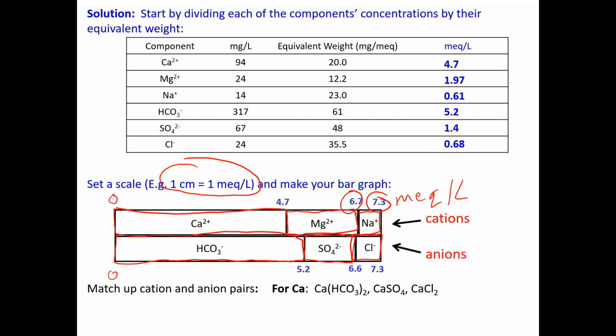So like I said, one thing you can do is match up the ion pairs. So you can see I've done them all here. There's calcium, calcium bicarbonate, calcium sulfate, calcium chloride. Doing the same for magnesium, magnesium carbonate, magnesium sulfate, magnesium chloride. And for sodium, sodium bicarbonate, sodium sulfate, and sodium chloride.